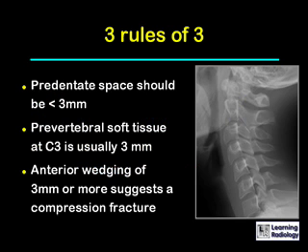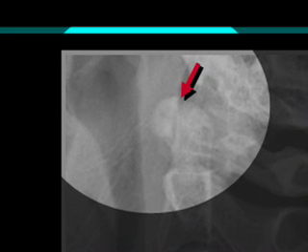First, we're going to start with some normal anatomy. These are my 3 rules of 3. The predentate space, the space that is indicated here by the red arrow pointing to the thin lucency just in front of the dens, should be less than 3 millimeters in an adult.